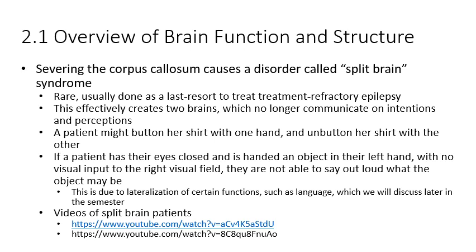If a patient has their eyes closed and they're handed an object in their left hand, and therefore have no visual input in the right field, they're not able to say out loud what this object was. This is because certain functions such as language are lateralized, which means they're predominantly processed on one side of the brain. And so the language side of the brain is on the right side. If someone is handed an object on the left side, the percepts from the left side of the brain can't get to the language side of the brain.